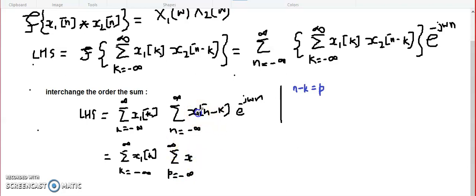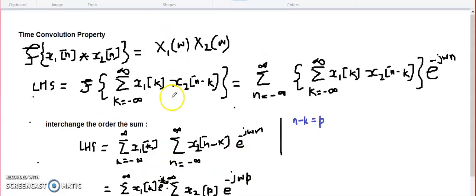sorry, here it is x2 p, e raised to power minus j omega p, and there will also be a k term, which we can write here as e raised to power minus j k omega. This term, because when we substitute the value of n, the p and k will come here, because this summation is performed on p and this summation is performed on k. So as per the definition of DTFT, these are the multiplication of these two functions.